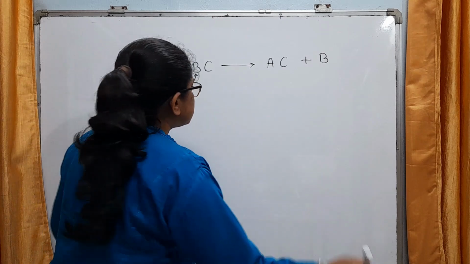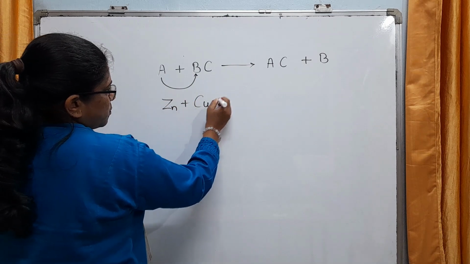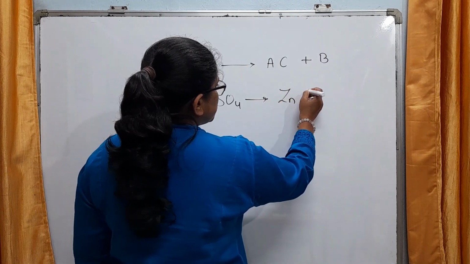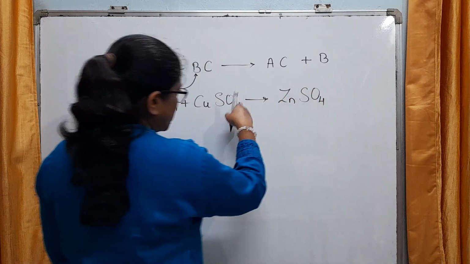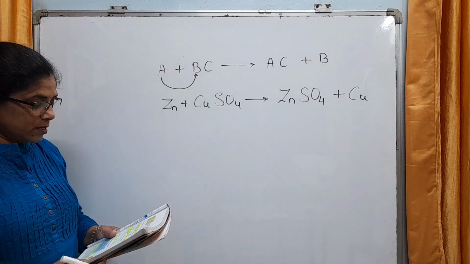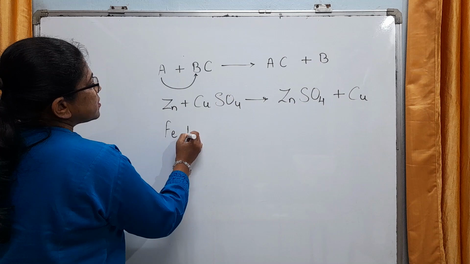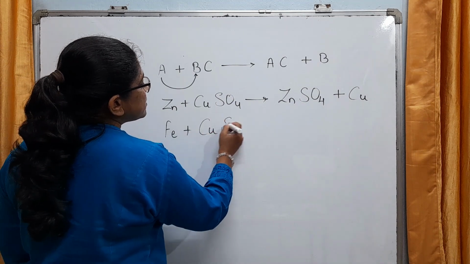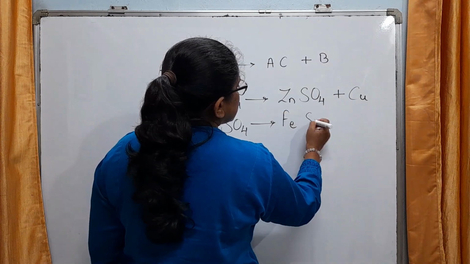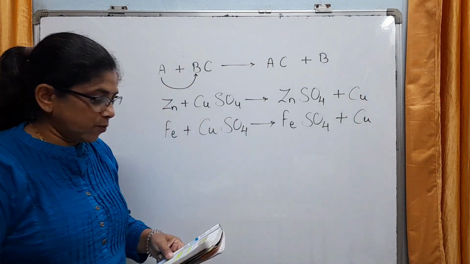Now here, one interesting example: zinc plus copper sulfate. Zinc displaces the copper from its compound and copper is set free. Similarly, if we drop iron in this copper sulfate solution, iron displaces the copper and copper is set free.